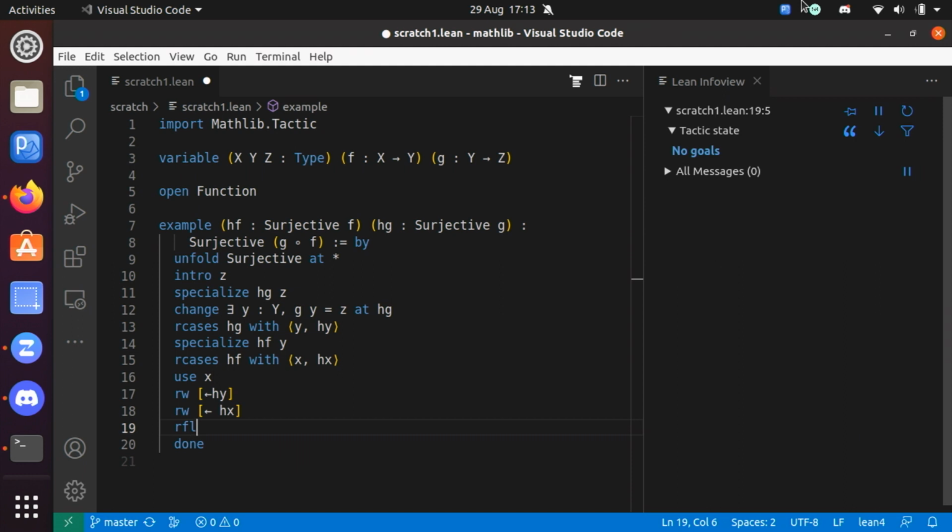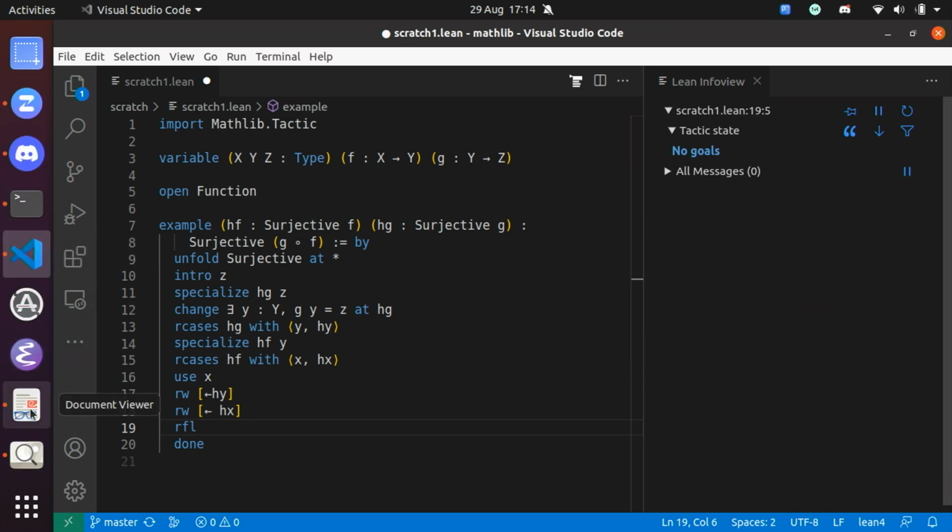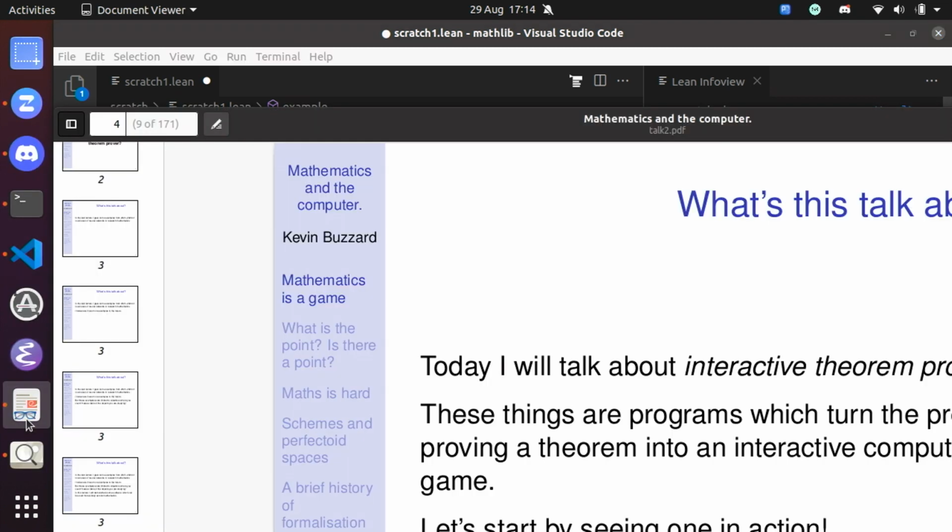So that's me taking a very long time proving an incredibly simple theorem. And now you can kind of say, okay, that's great. I mean, how far does it go? And in some sense, that's what this talks about.